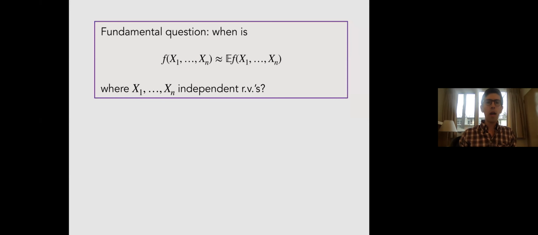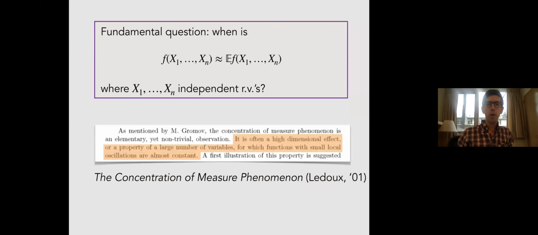So there's a quote I like from Ledoux's Concentration of Measure book, where he points out that the key property that seems to matter is that functions that have small local oscillations, so that are locally well behaved, are almost constant if they're functions of a large number of random variables, meaning that they concentrate very well around their expectation.